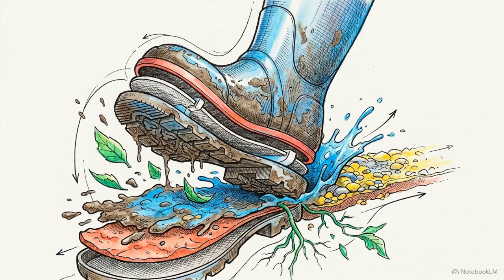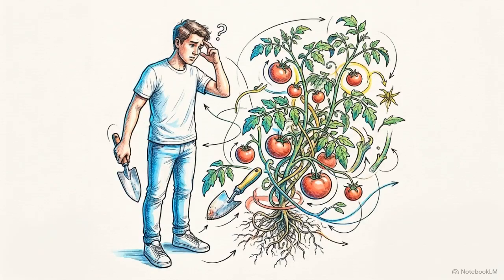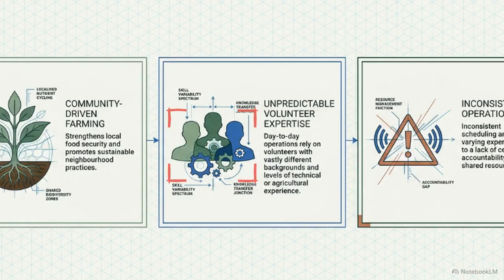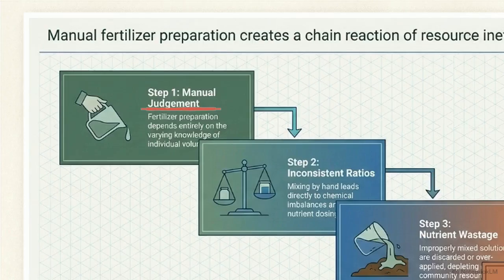On any given Tuesday, the person watering the crops might be a master gardener or a high school student who has never grown a tomato. As volunteers cycle in and out with different backgrounds, crop care changes with them. Without a centralized tracking method, the farm cannot ensure the same quality of care from day to day, leading directly to inconsistent operations. This flowchart traces the consequences.